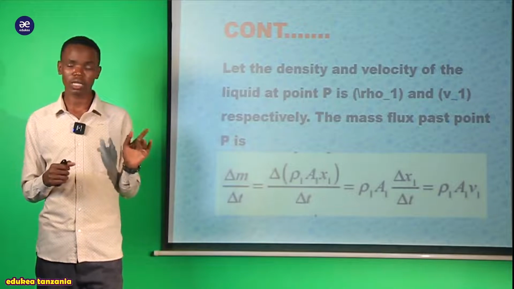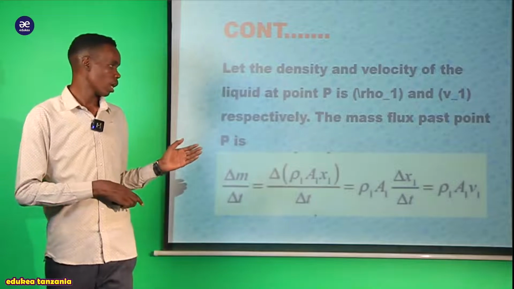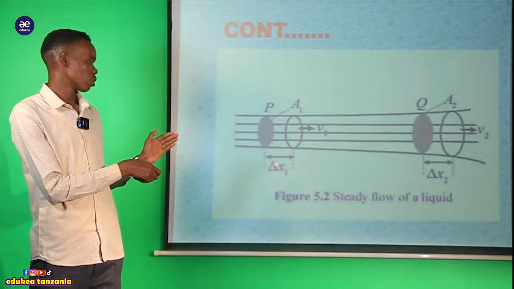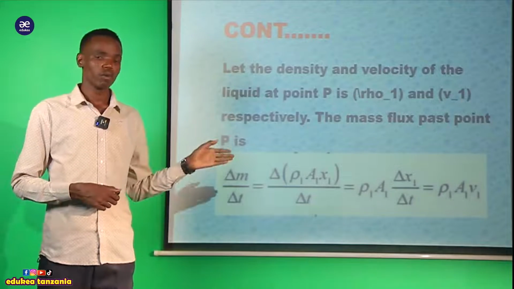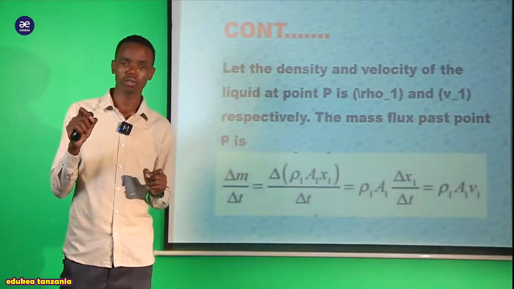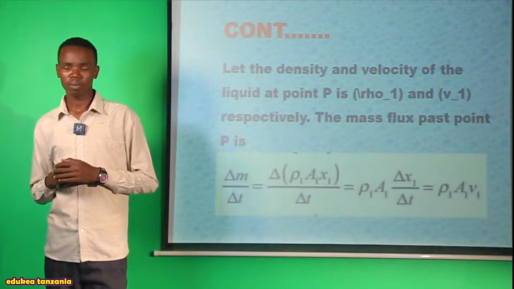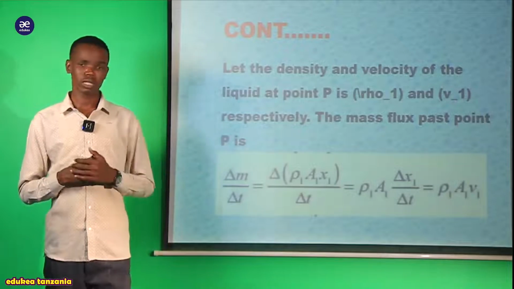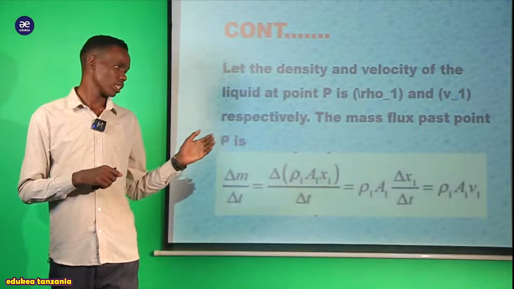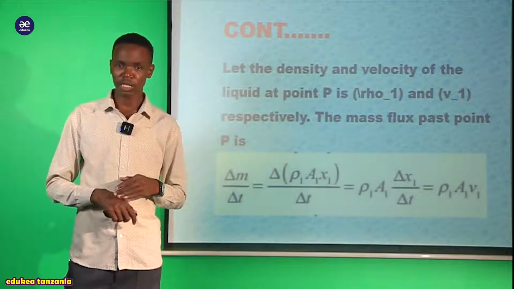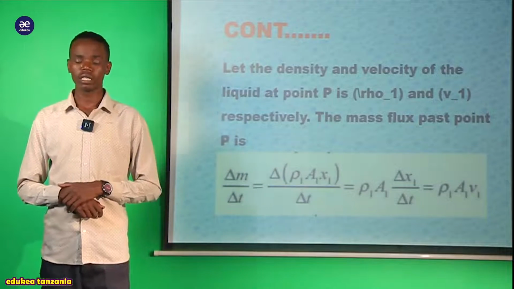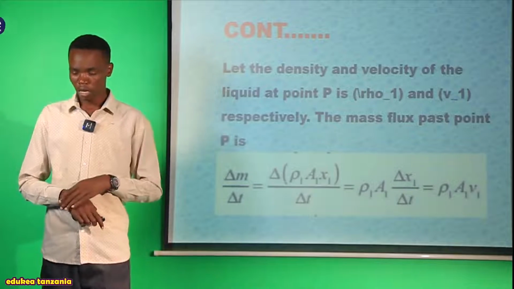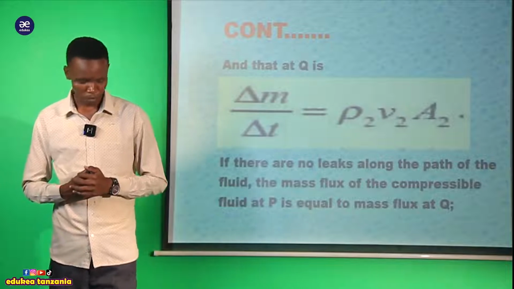It means at one point, at point P, as we try to see, we have area 1, V1 and the small change of this one. We express it as equal to density 1 multiplied by the cross-section area 1, then multiplied by V1. This V1 represents the velocity, the rate of change of the displacement, as we try to observe.